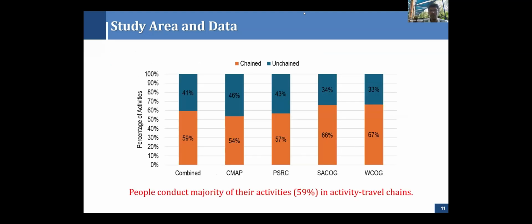The chart here shows the distribution of chained and unchained activities in the combined dataset on the leftmost column, as well as in each of the 4 MPOs, CMAP, PSRC, SACOG, and WCOG. Looking at the distribution in the combined dataset, we see that people conduct a majority of their activities, which is 59%, in activity travel chains. The same can be said for SACOG, PSRC, and WCOG, which show that 54 to 67% of the activities are in activity travel chains.